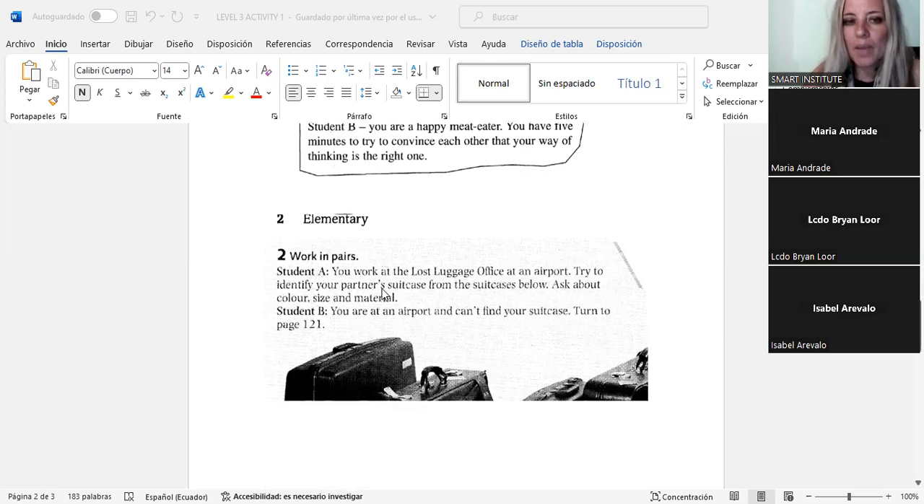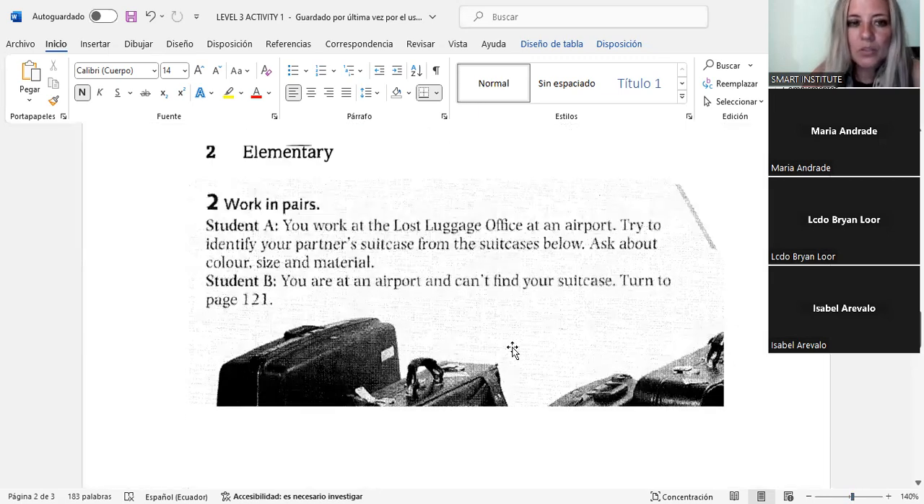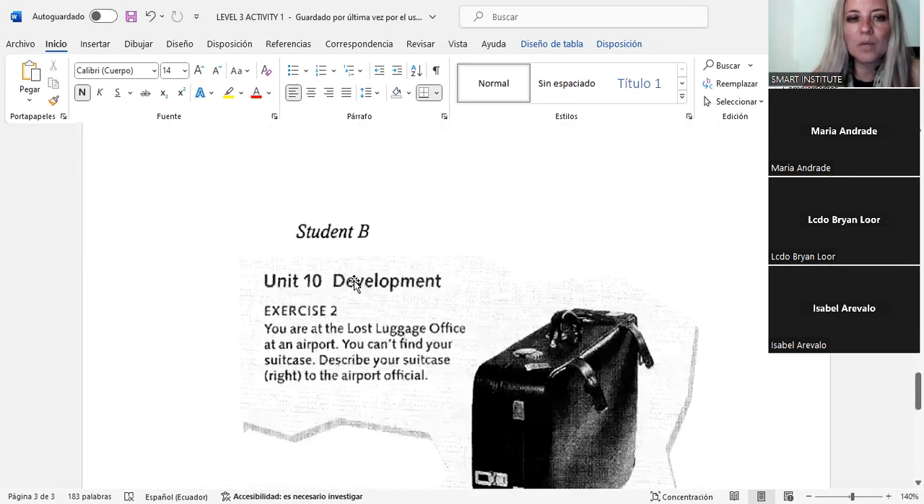Elementary. Work in pairs. You were at the lost luggage office at an airport. Try to identify your partner's suitcase from the suitcases below. Ask about color, size, and material. Student B, you are at an airport and can't find your suitcase, turn to page 120. Okay, so this student B, you are at the lost luggage office at the airport, you can't find your suitcase, describe your suitcase to the airport official.